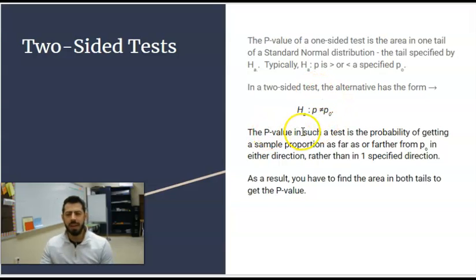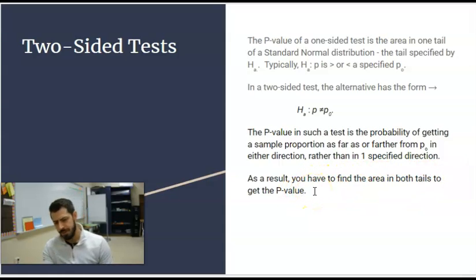A two-sided test, though, has an alternative hypothesis which says the proportion is just not equal to whatever he says it is. Now, the p-value in this test is the probability of getting a sample proportion that is as far or farther away from p, or p naught rather, in either direction, right? You're not sure if he makes more or if he makes less. You just think he's lying, right? So as a result, you'll have to find the area in both tails to get the p-value.